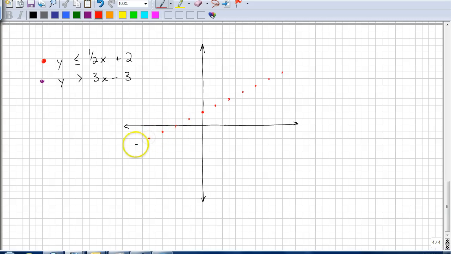Now, the key to doing these and getting these accurate is to make sure that you have an accurate line here. So I put a bunch of points, and that way it makes it easy for me to connect them if I don't have a straight edge. Before I connect them, remember, ask yourself, what kind of line am I using here? It's less than or equal to, so it's going to be a solid line.